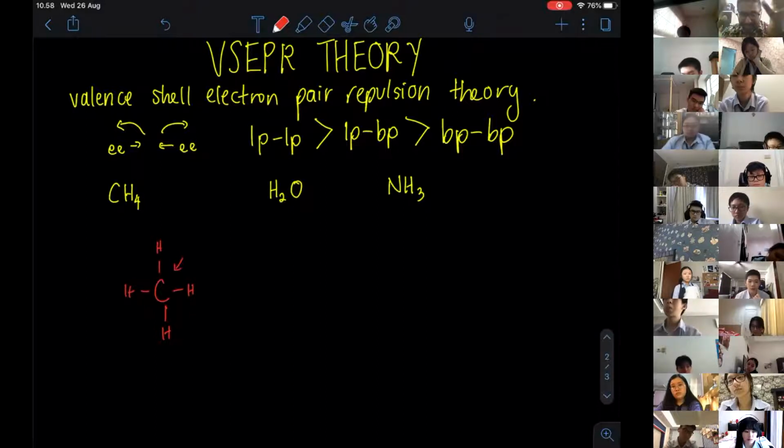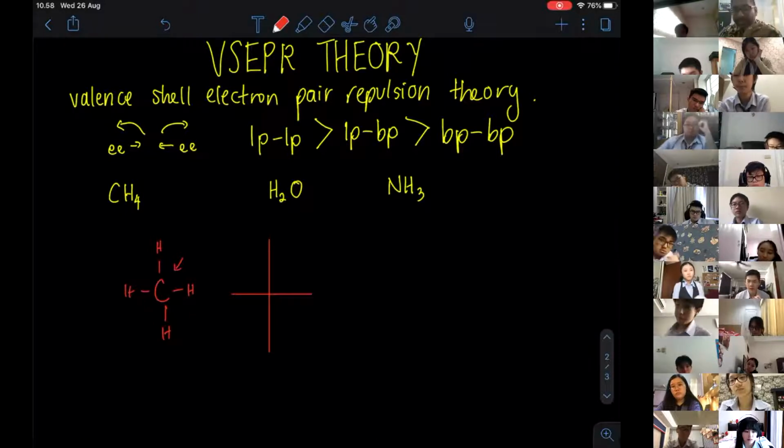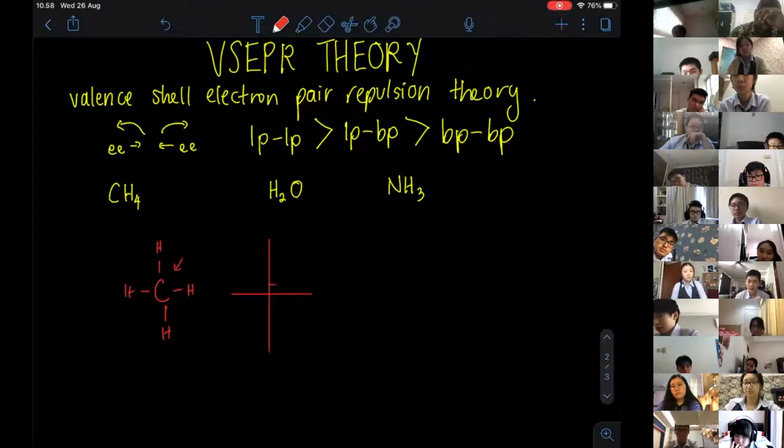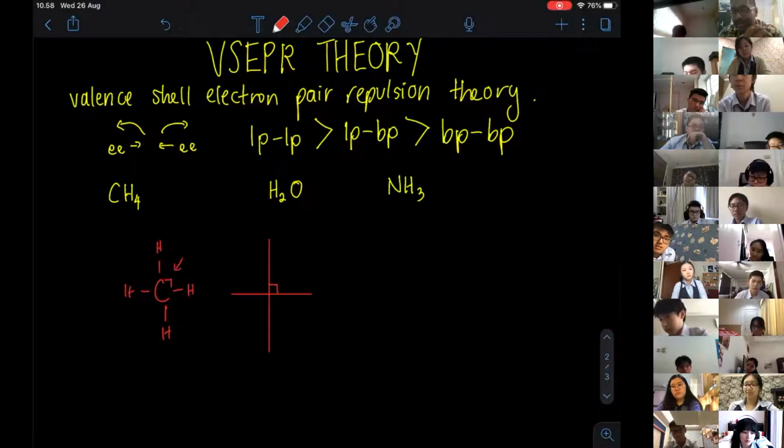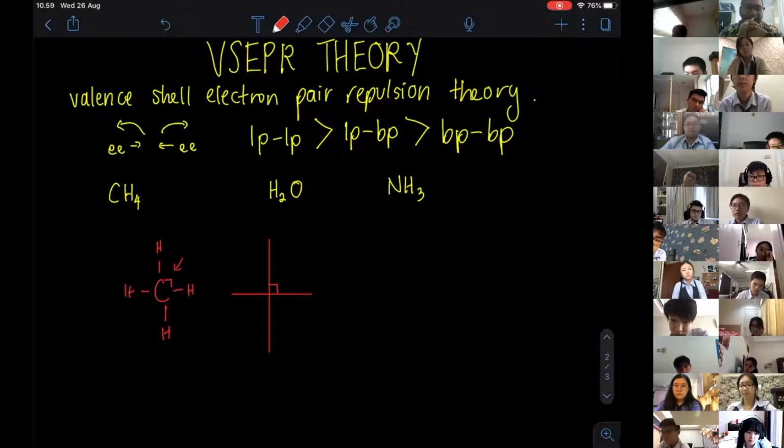Just use your maths. If you have something like this, what will be the bond angle? 45 degrees, 40 or 90? Oh, 90. Right, so we are expecting this to be 90. But I told you they need to find the most comfortable position. For CH4, the most comfortable position is not 90.